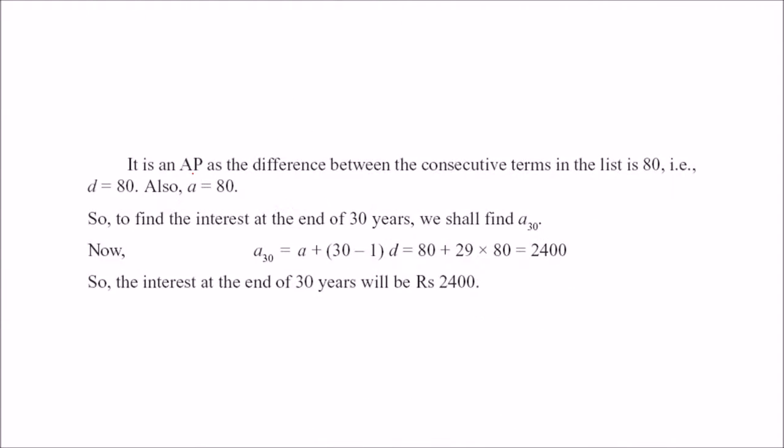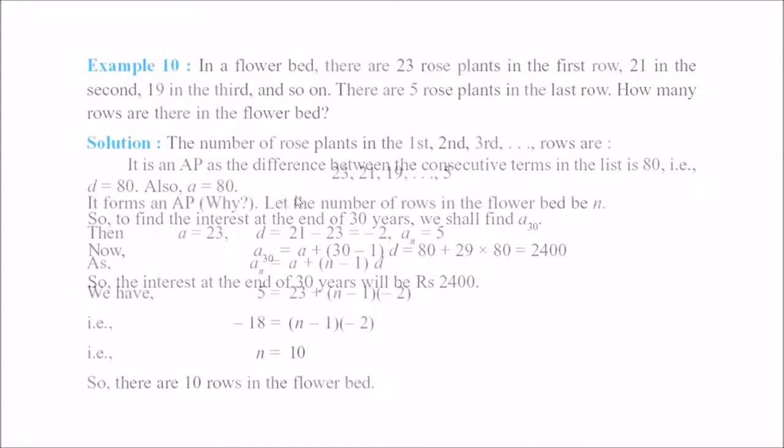So now this is giving you a list which is an AP. So A30 will be what? A plus 30 minus 1 into D. 80 plus 29 into 80, that is 2400.